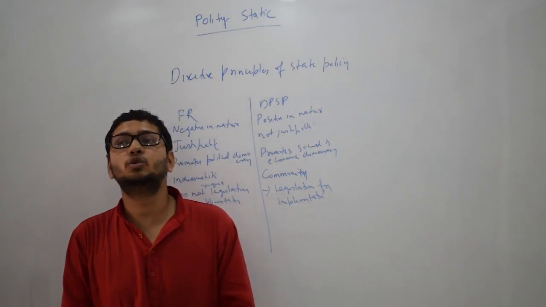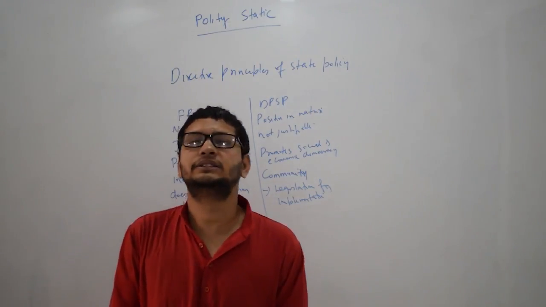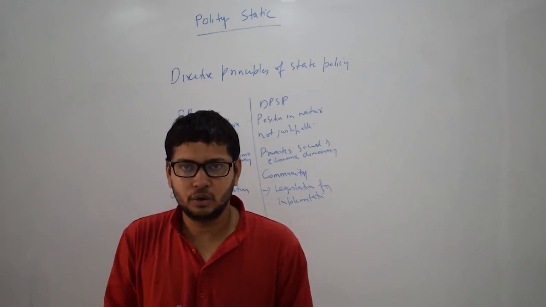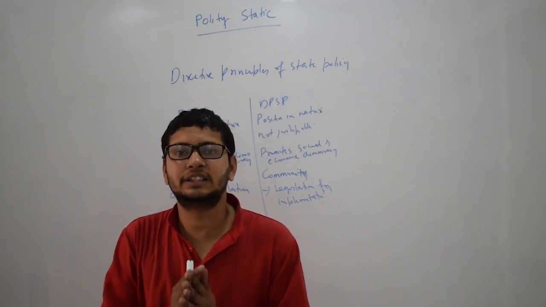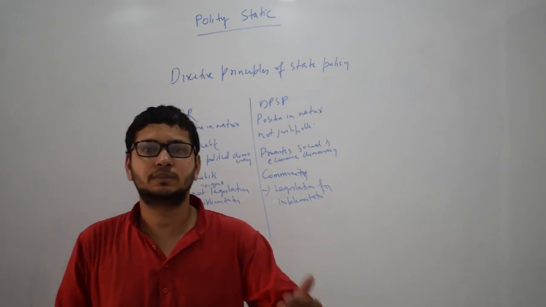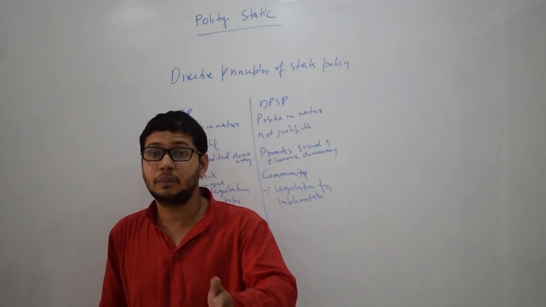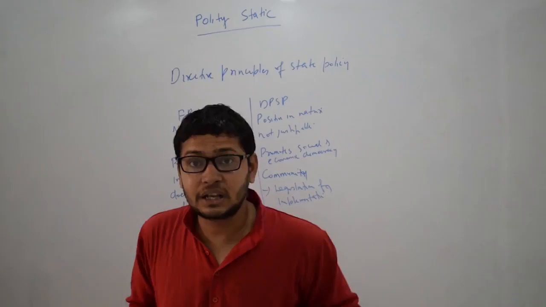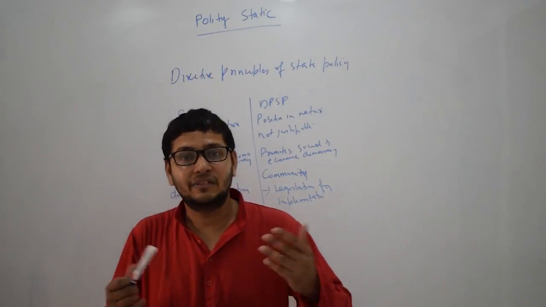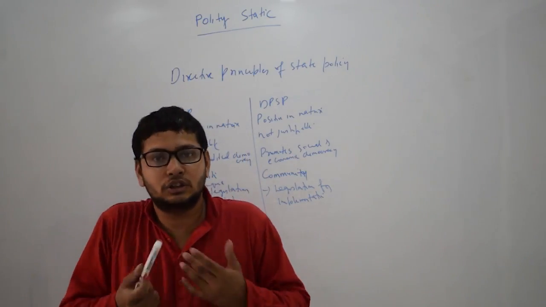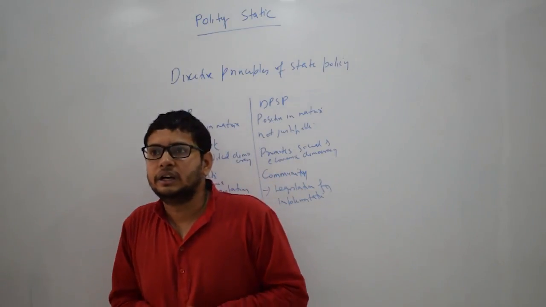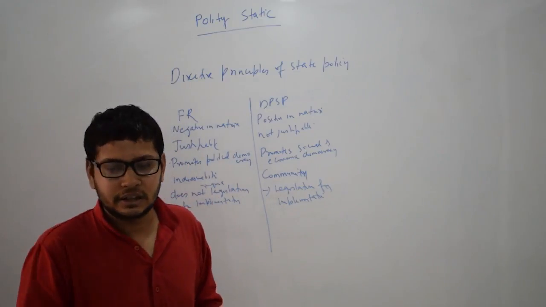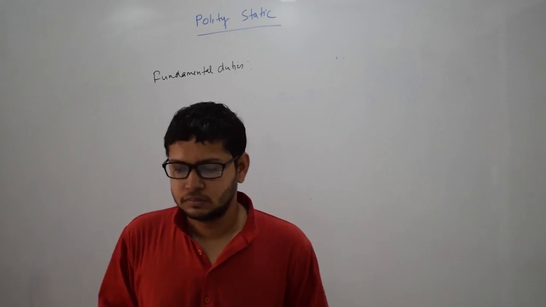Your job will be to read all the DPSPs and try to ensure that you know which DPSP is under which part, whether it's in the socialist part, the Gandhian part, or the liberal part. This is the most important thing in the chapter. And secondly, to understand how the DPSP is different from fundamental rights and the philosophy of DPSP. The rest I have already covered in this chapter, and this ends this chapter.